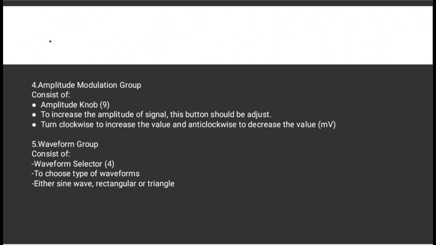It consists of amplitude knob. Amplitude knob is to increase the amplitude of signal. This knob should be adjusted by turning clockwise to increase the value or anti-clockwise to decrease the value, in brackets millivolt. Fifth, there is the waveform group. It consists of waveform selector. We need to choose the type of waveform, for example, either sine wave, rectangular, or triangle.